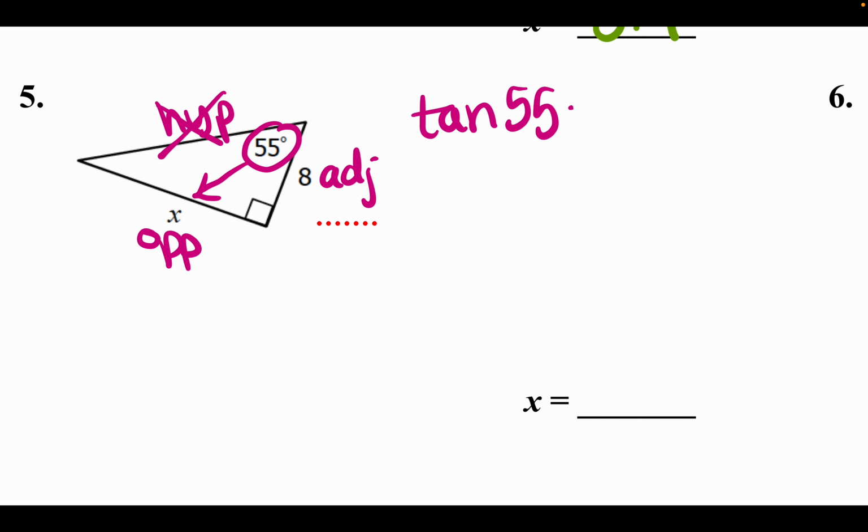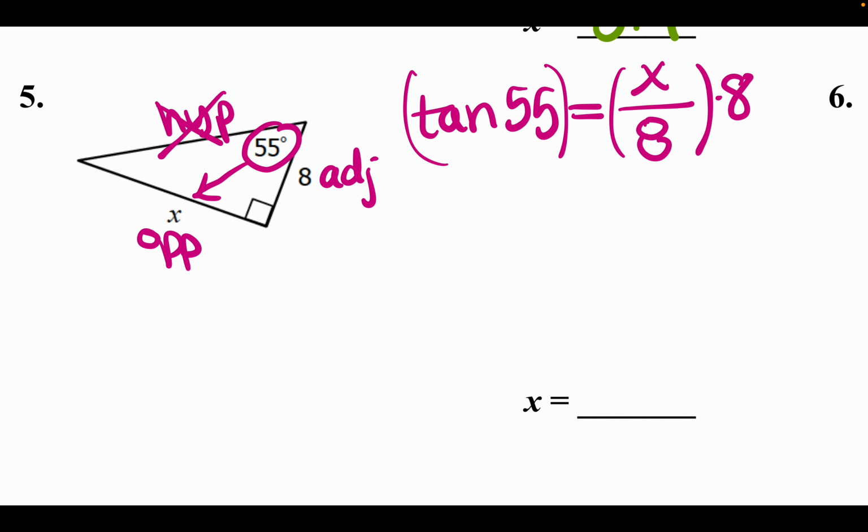Tangent of 55 equals opposite x over adjacent 8. Now solve for x. Multiply on the bottom by the number on the bottom of your fraction, so multiply both sides by 8. Our 8 dividing and 8 multiplying cancel each other out, so we get x is equal to 8 tangent of 55.